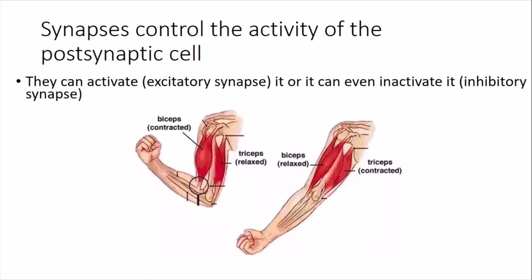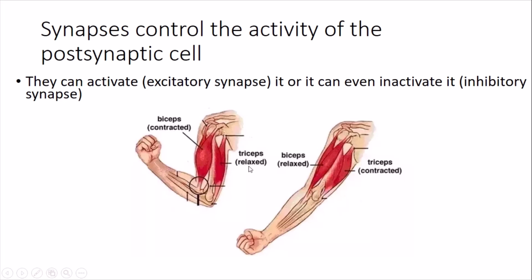If you take the muscle for instance, here we see your arm muscles, the biceps here and the triceps on the other side. Here we have two different motions. In this first figure, we have the arm flexed, it's bent, so the action is being done by the biceps, it's contracted. At the same time, the opposite muscle, which we call the antagonistic muscle, is relaxed.